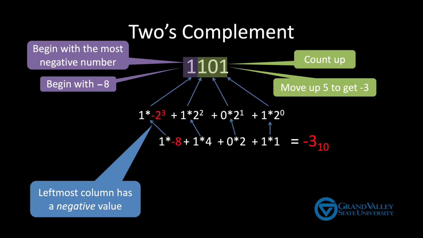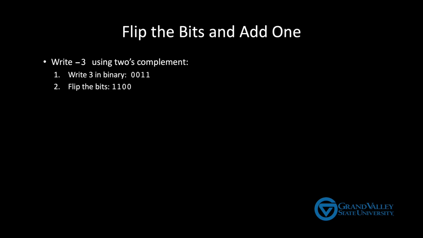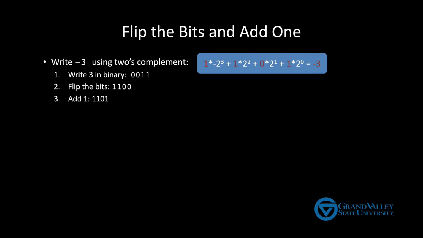The first technique is to flip all the bits and add 1. So for example, to write -3 using 2's complement, first we would write 3 out in binary, 0011, and then we would flip all the bits to get 1100, and then add 1 to give 1101. And if we place this back into the formal formula, we see that that works out to -3. Okay, now you try it. Pause the video and write -22 in 2's complement.